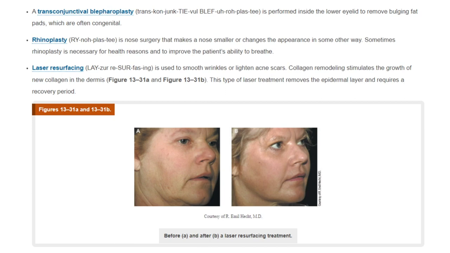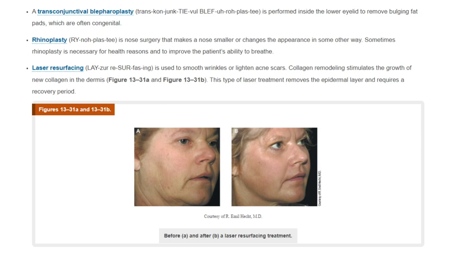Rhinoplasty is nose surgery that makes a nose smaller or changes the appearance in some other way. Sometimes rhinoplasty is necessary for health reasons and to improve the patient's ability to breathe. Laser resurfacing is used to smooth wrinkles or lighten acne scars. Collagen remodeling stimulates the growth of new collagen in the dermis. This type of laser treatment removes the epidermal layer and requires a recovery period.